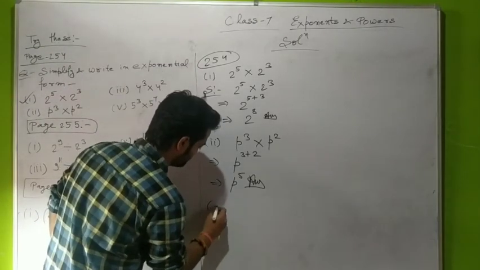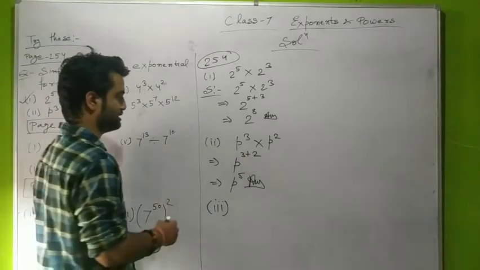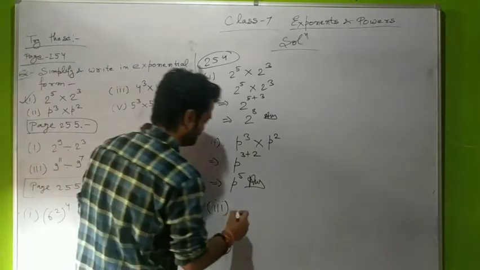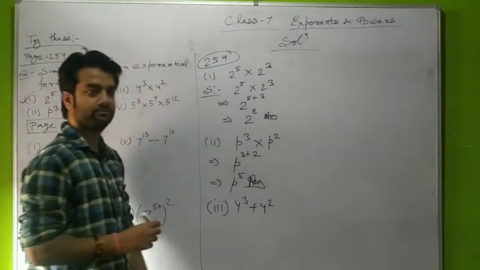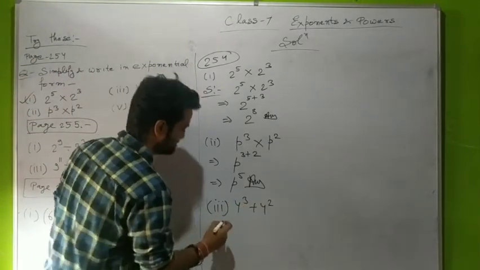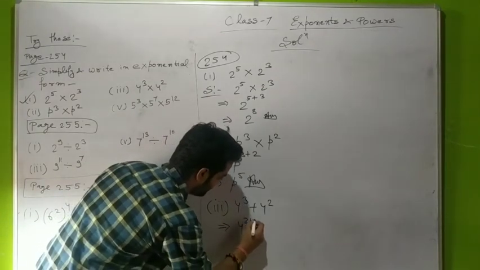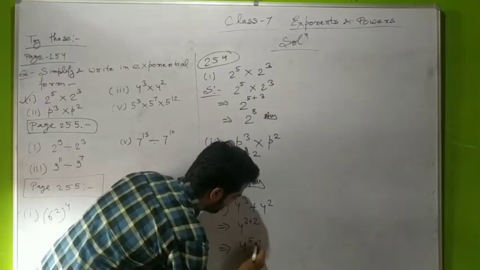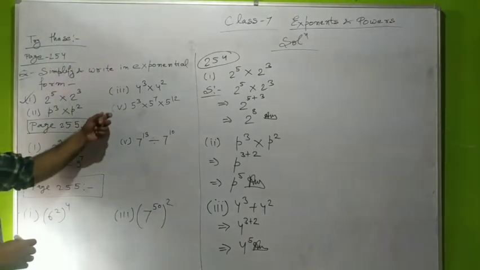Third question is 4 cube into 4 square. Like it was P cube into P square, this is 4 cube into 4 square. So its answer will be exactly 4 raised to the power 5. How? 3 plus 2 is 5. But we will add one more step also here. 4 raised to the power 3 plus 2, that is 4 raised to the power 5. This is the answer. Now let's move to our fifth question.